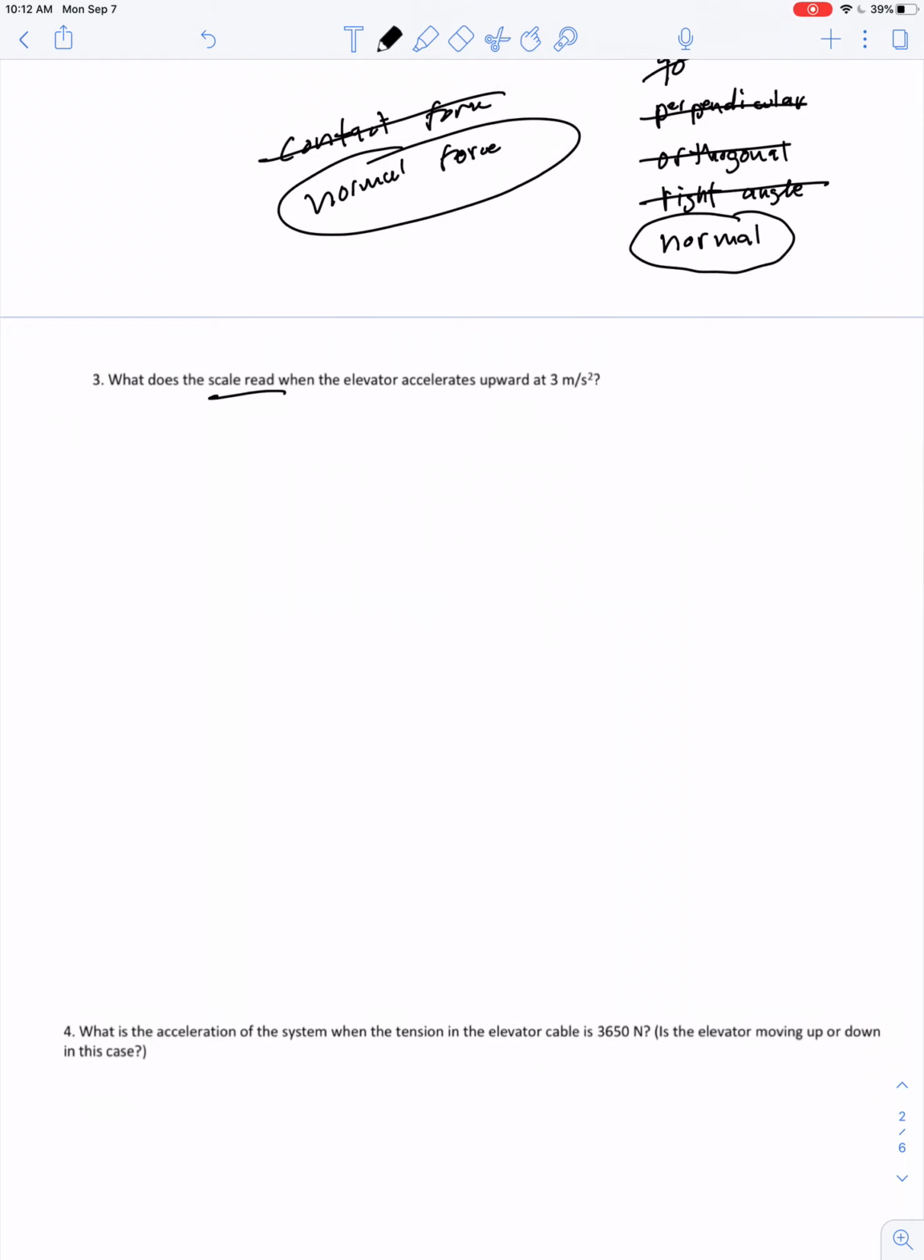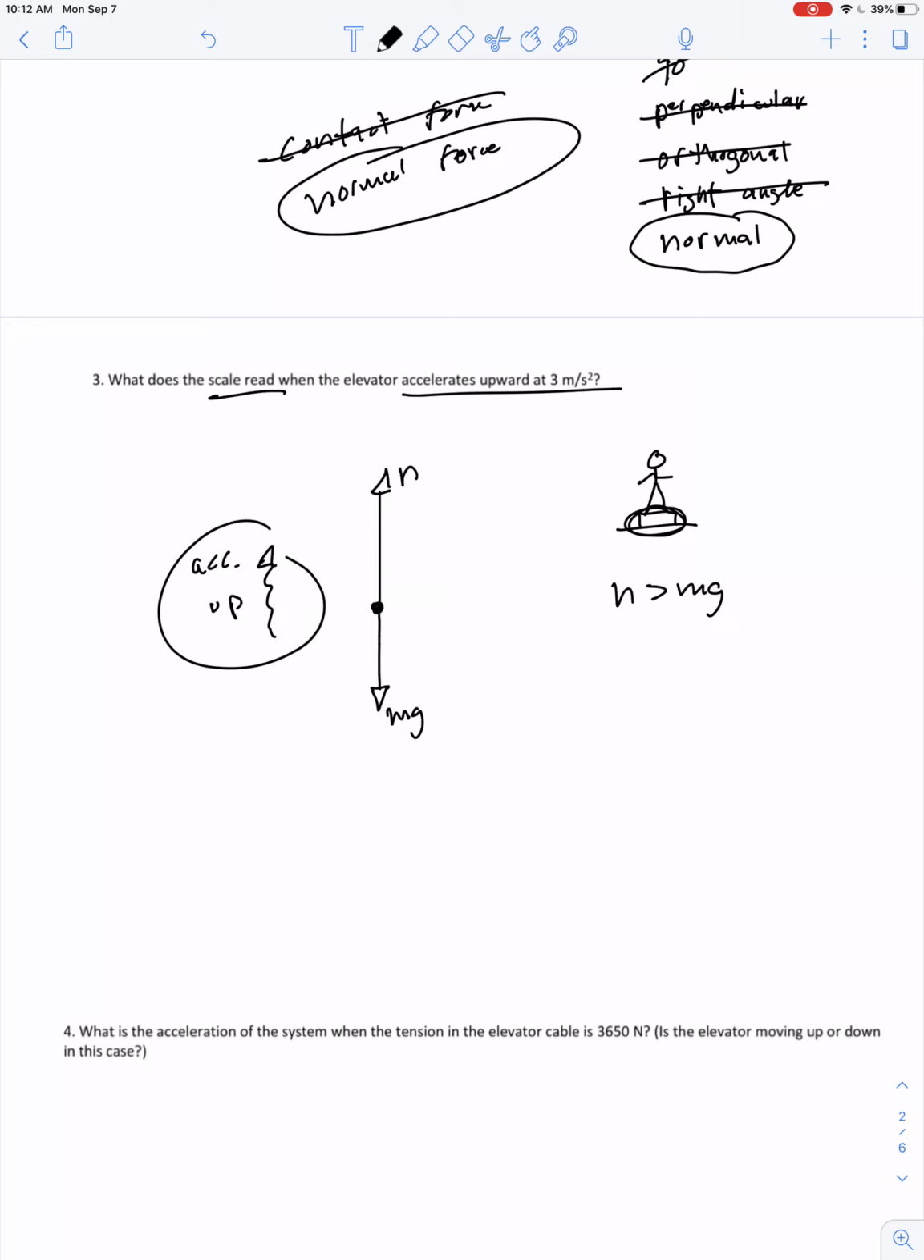What would the scale read if the elevator accelerated upward at 3 meters per second squared? Well, that changes things. So I'm still going to make a free body diagram for the person, and I still have this downward force, mg, but the only way that there can be an upward acceleration is if the upward force is greater in magnitude than the downward force. Now that upward force is still the force that's being measured by this scale. It's still this thing that we would call normal force, but we just note that that normal force has to be greater in magnitude than the force of gravity, otherwise it would not be accelerating upward.